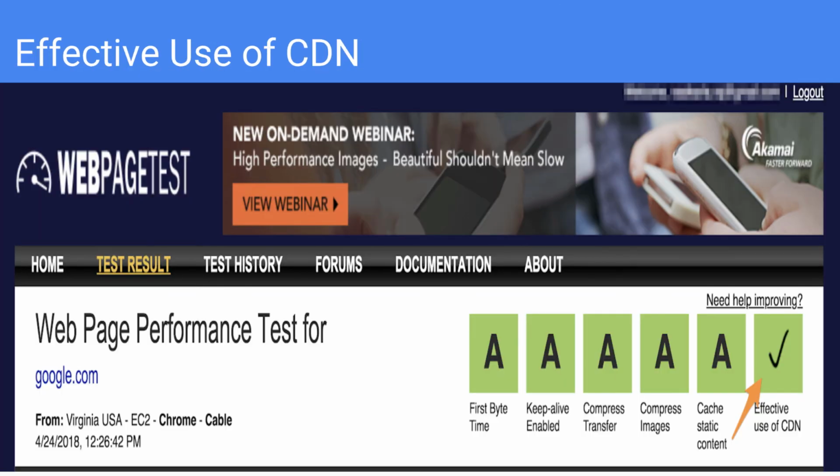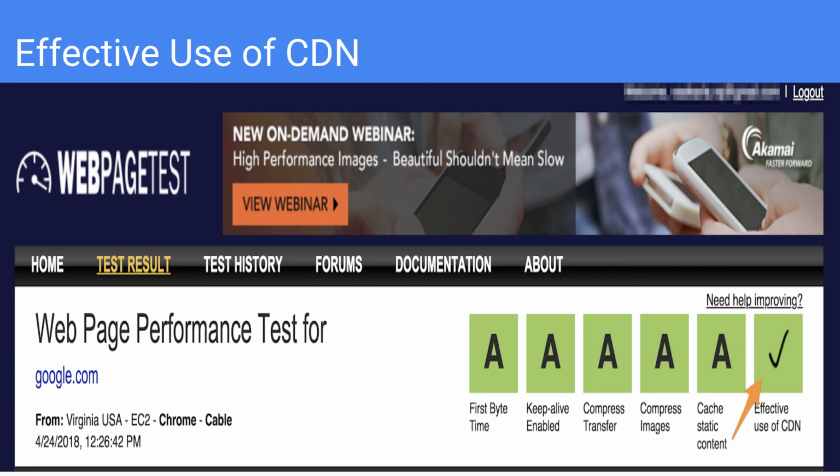The last grade to review is effective use of CDN. A content delivery network, or CDN, is a system of distributing resources to servers geographically closer to the user. One benefit of this is that the round trip time is faster to communicate over shorter distances.